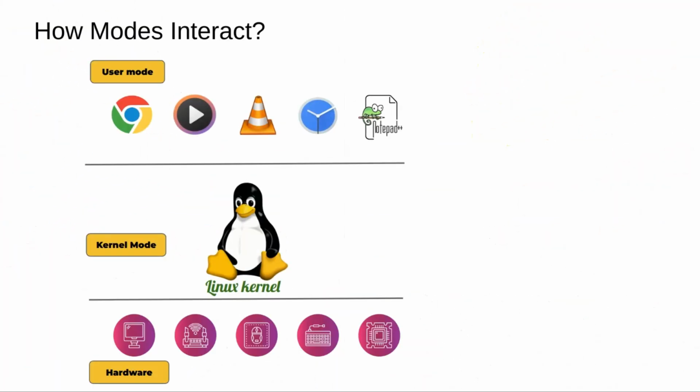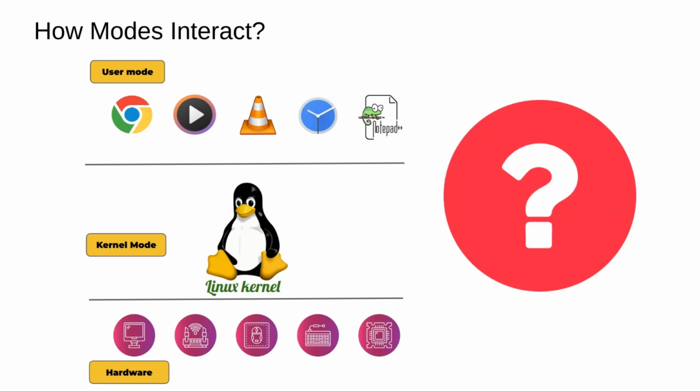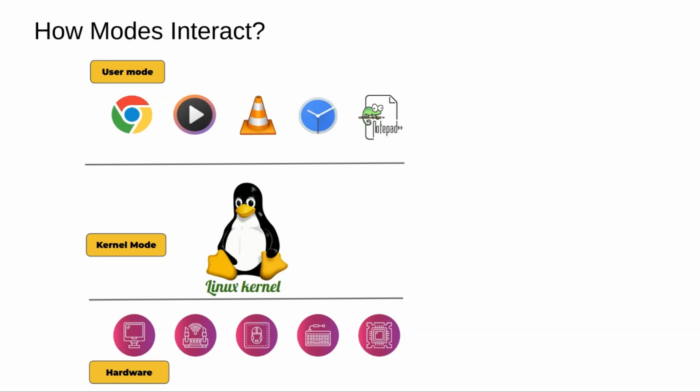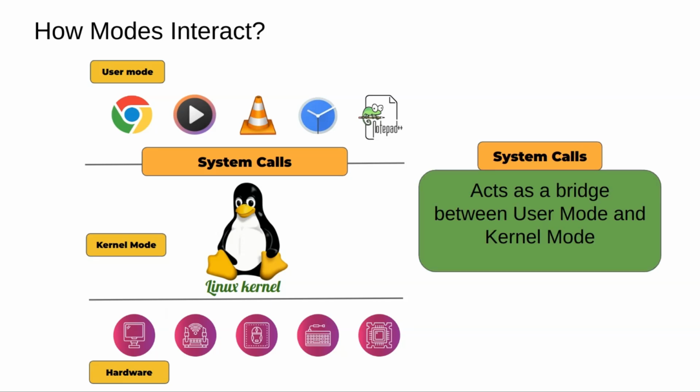Now let's understand how these modes interact. Most programs need kernel level services to perform tasks like file operations, network communication, etc. This requires a mode switch. A program requests a service using a system call to transition from user mode to kernel mode. A system call acts as a bridge between user mode and kernel mode. Hardware interrupts or software exceptions also cause transition to kernel mode.